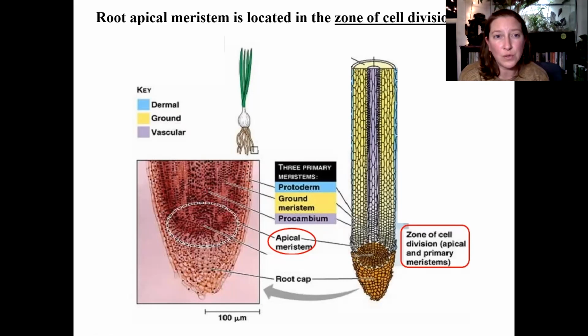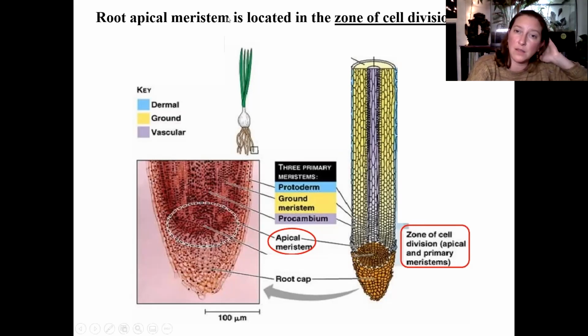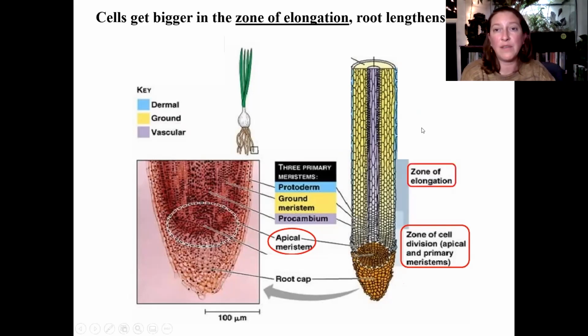And there's different zones on a root. So the root apical meristem is located in what's called the zone of cell division. That's where you're going to find the apical meristem and the 3 primary meristems that it makes. So the zone of cell division is like this part of the root. Then you have the zone of elongation. The zone of elongation is just where the cells elongate.